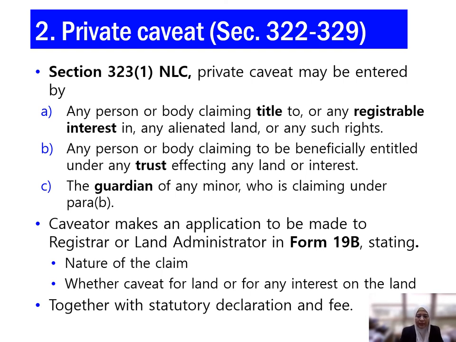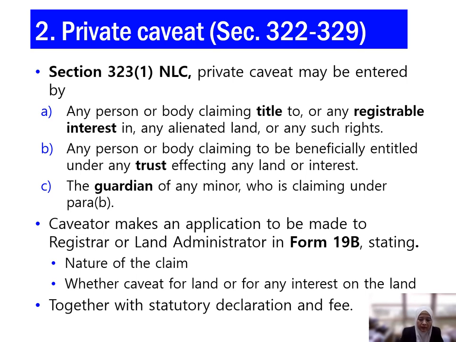Any person or body claiming to be beneficially entitled under any trust affecting any land or interest. So anyone or any body means any organization that claims to have a beneficial title. Meaning a trust, this is an amanah, usually a trust. Or any guardian, the guardian of any minor. Minors cannot hold land, right? Under the National Land Code, under Section 43, a natural person must be above the age of majority, which is 18.